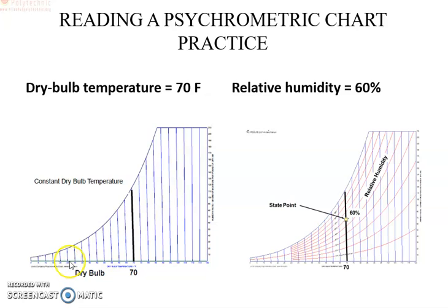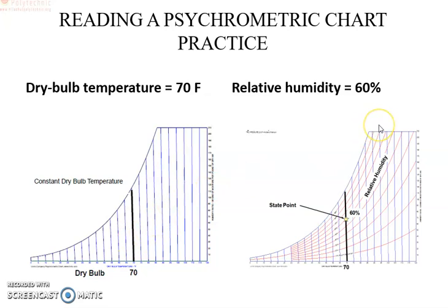So already I said the dry bulb temperature lines are the vertical lines, and it is on the horizontal axis. So on the horizontal axis here you have to see 70 degrees, and this is the vertical line. This line is the dry bulb temperature line.